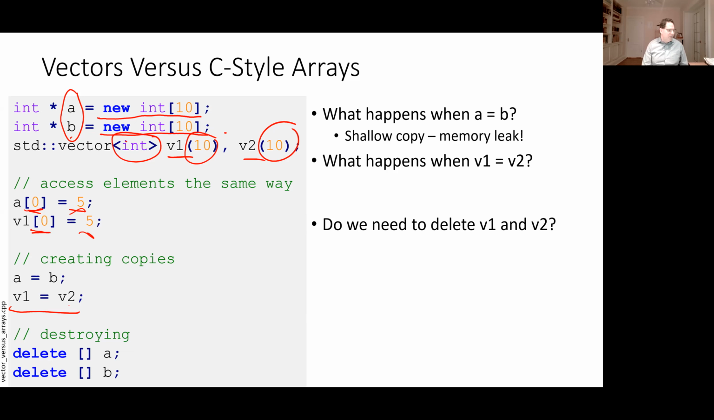Yeah, it does deep copies. So it does exactly what you would hope. V1 becomes a deep copy of V2. There are no memory leaks. There are no problems. This is perfectly valid code. It's used all the time. Okay, so one example of how a vector is really a better array.